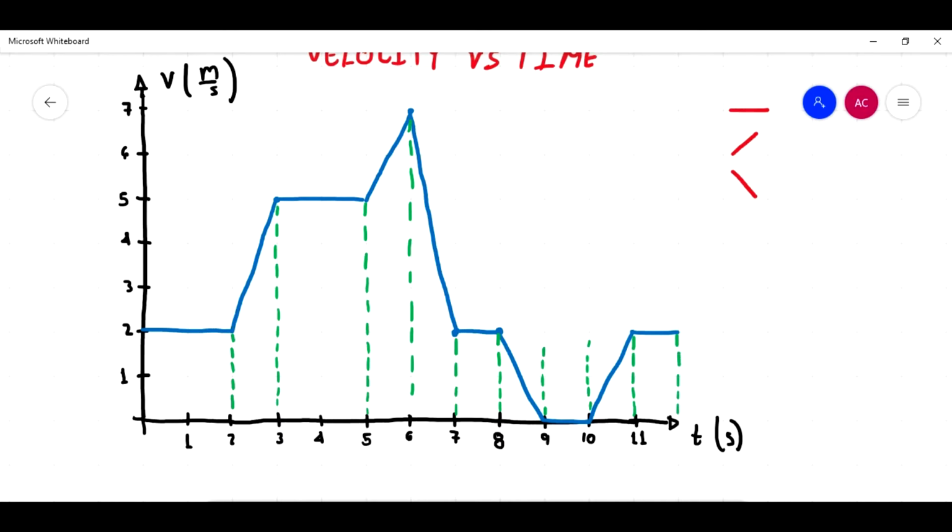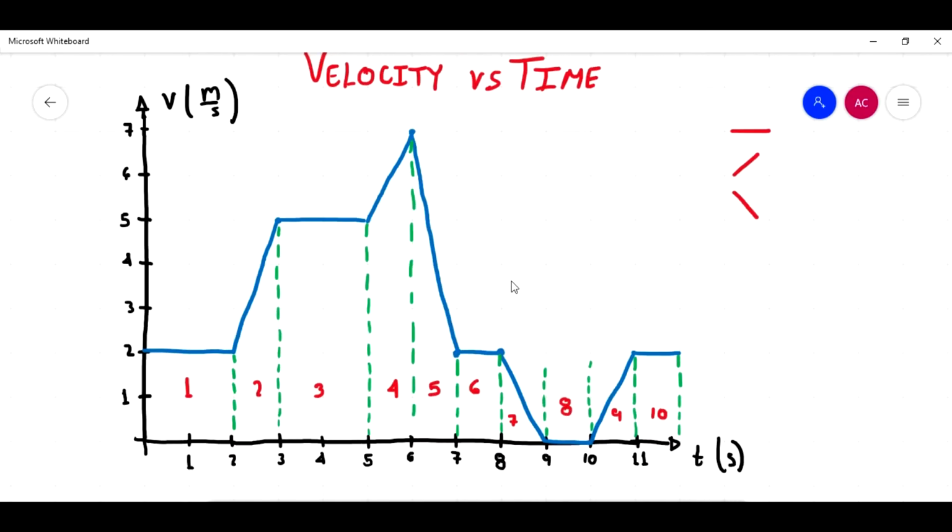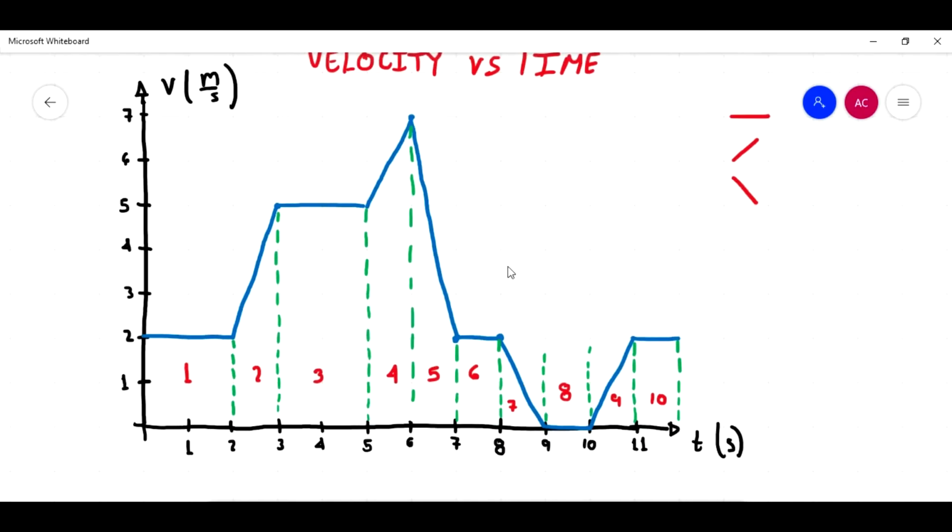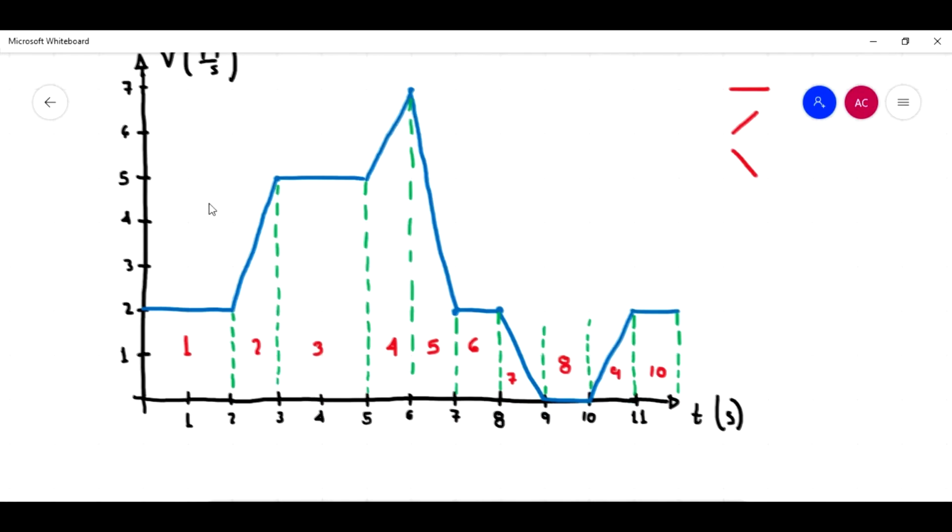Just like that. Now, with another color, I'm going to name the segments. This is segment number 1, 2, 3, 4, 5, 6, 7, 8, 9, and 10. There are many things that we can work with in this graph. If you see, this is velocity versus time. Here we have the time and here we have the velocity.